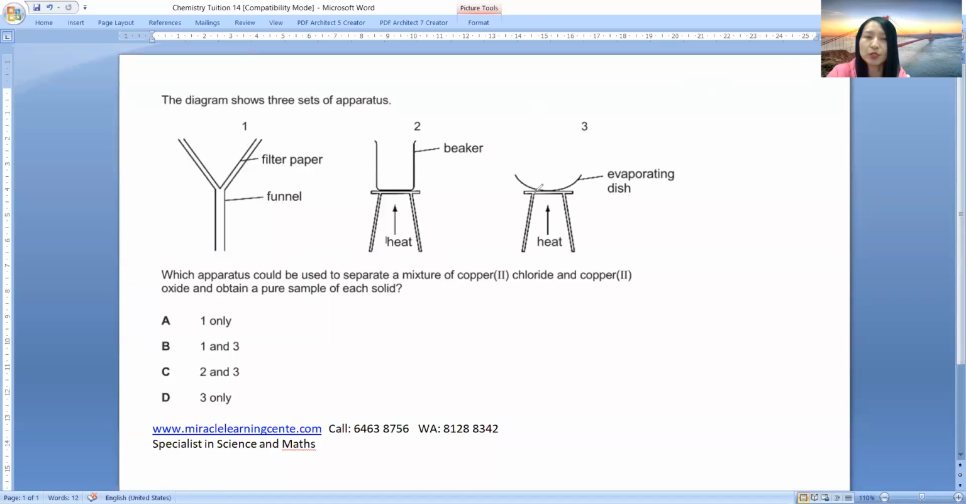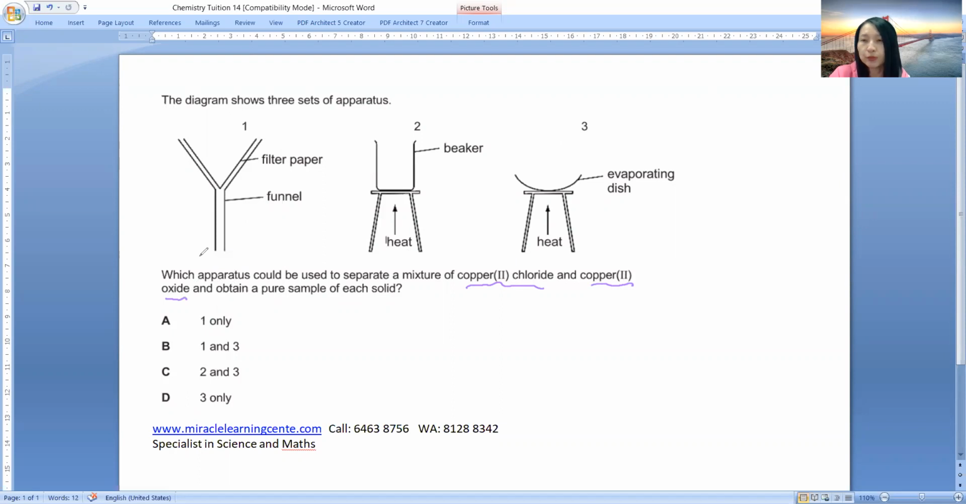Let us look at this chemistry question. The diagram shows three sets of apparatus. So these are the three apparatus. Which apparatus could be used to separate a mixture of copper-2 chloride and copper-2 oxide and obtain a pure sample of each solid? So we actually want to obtain both of them, which is copper-2 chloride and copper-2 oxide.